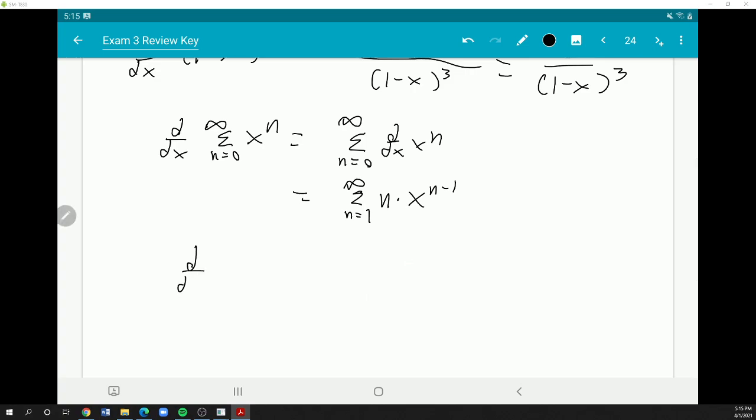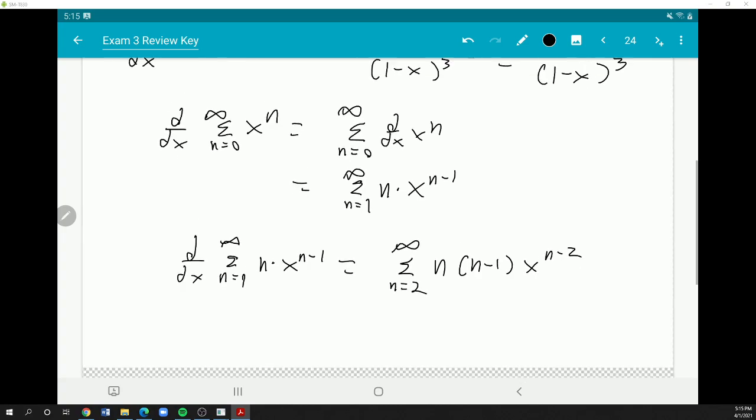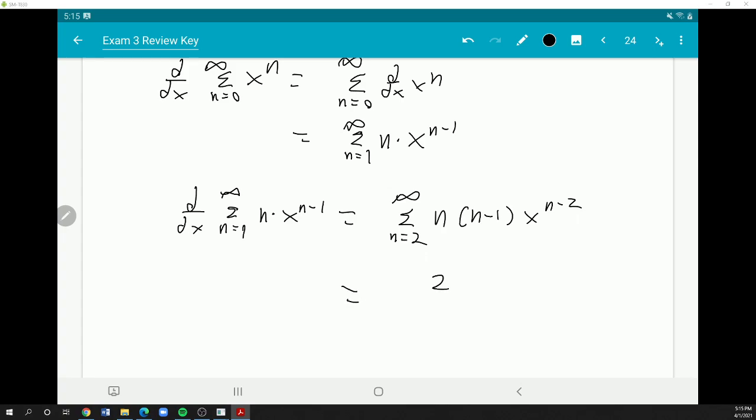If I take a second derivative of the sum from 1 to infinity of n times x to the n minus 1, I'll get the sum n equals 2 to infinity of n times n minus 1 times x to the n minus 2. So then this must be equal to this thing I found already.